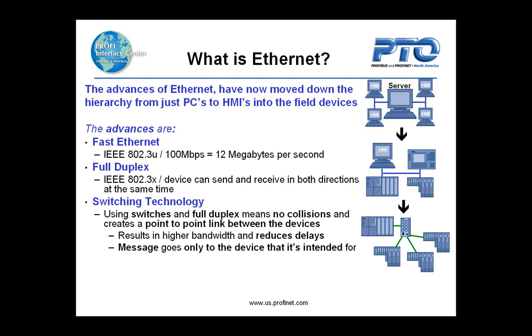Due to the advances of Ethernet, it gives us now the capability where we could not really use it very well on the factory floor in the past. Now, due to the advances of Ethernet, it's taken, of course, many years, from the 1970s to today. We're looking roughly at 40 years there, but we've brought it down now to the field device level. Because of the advances of fast Ethernet, IEEE 802.3u means we can talk at a 100 megabit per second rate, and that equates roughly to 12 megabytes per second.